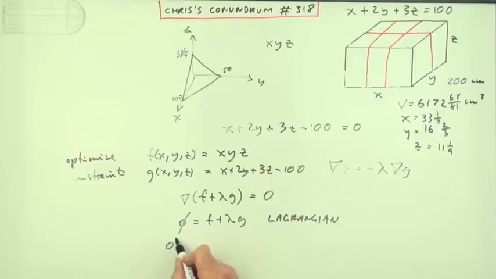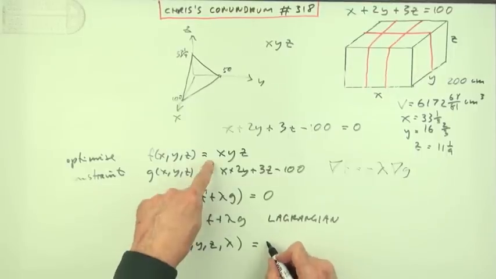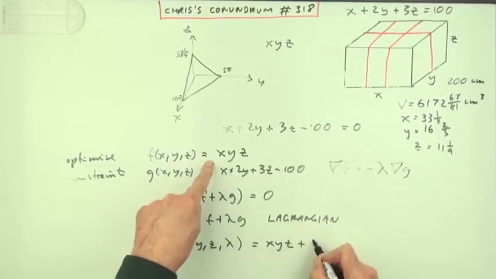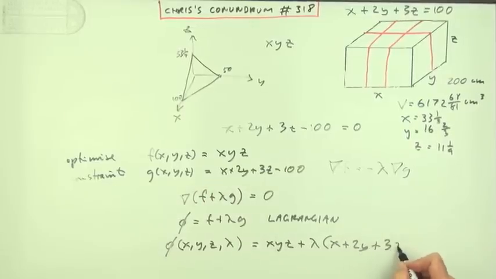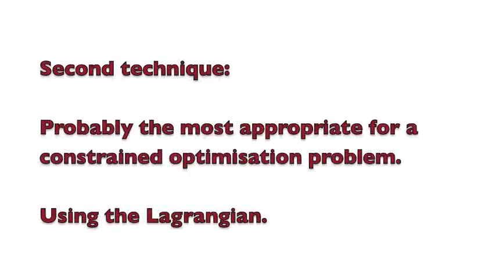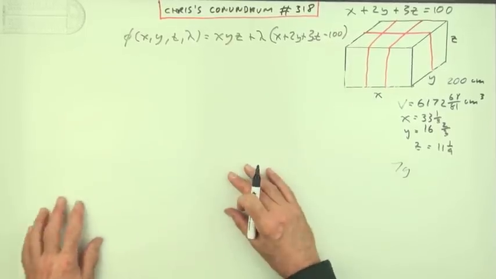So in this case, the Lagrangian will have 4 variables. It's got an x, it's got a y, it's got a z, it's also got a lambda. And it will be equal to xyz plus lambda times x plus 2y plus 3z minus 100. The part you want to optimize and the constraint. So there it is up there. Just pretend we're starting from that.